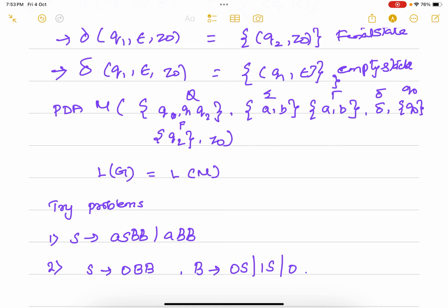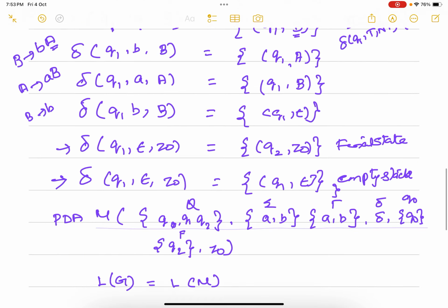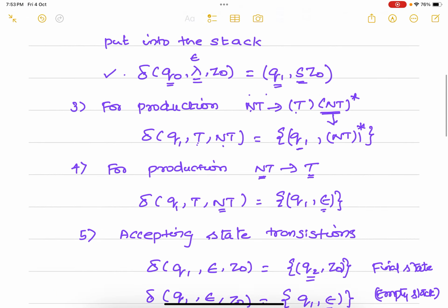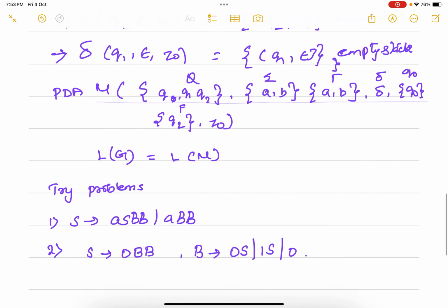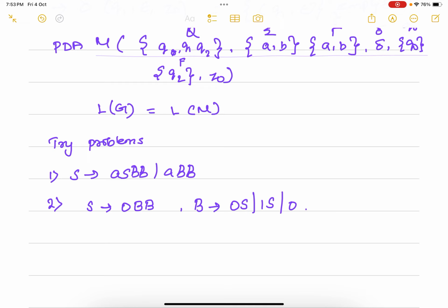So you try and convert the given context-free grammar into an equivalent pushdown automata by applying these five rules. Again, I have given the grammar only in Greibach normal form. The first step is already over. You can try and see the remaining steps. Thank you.